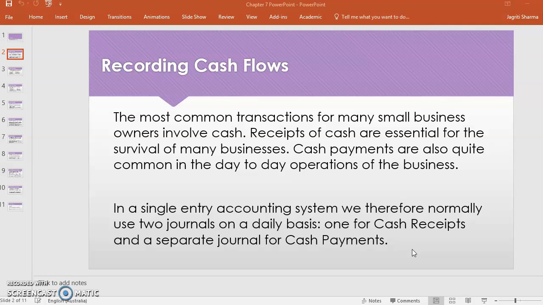Okay. Now recording the cash flow. So again, as before, we've collected the data. Now we're going to record the data. And then I'm going to show you at the end of this video how we report the data as well from cash receipts and cash payments journals.